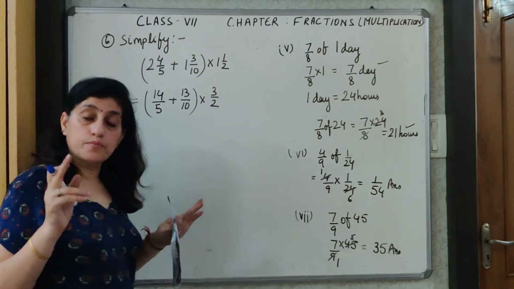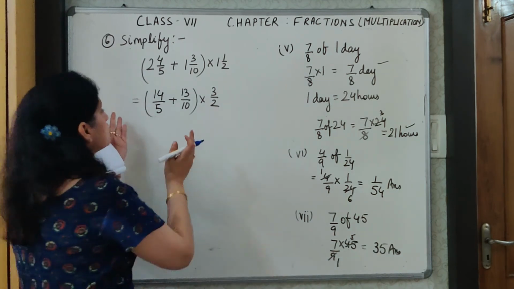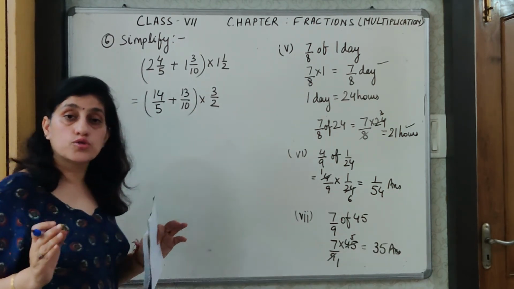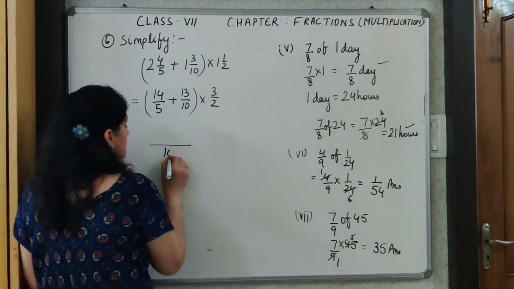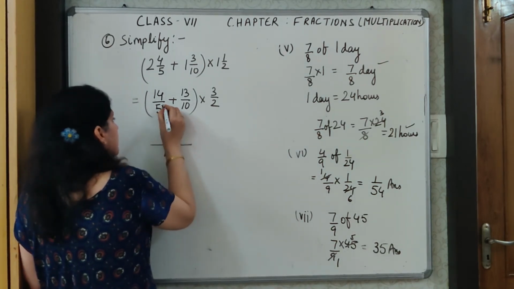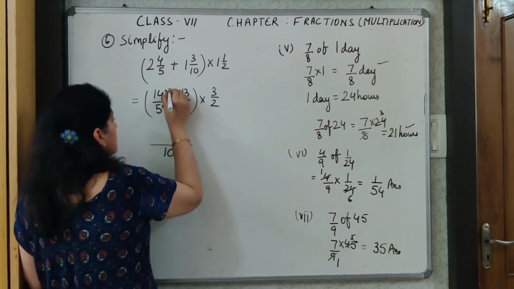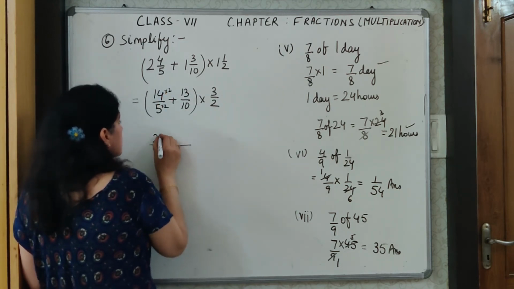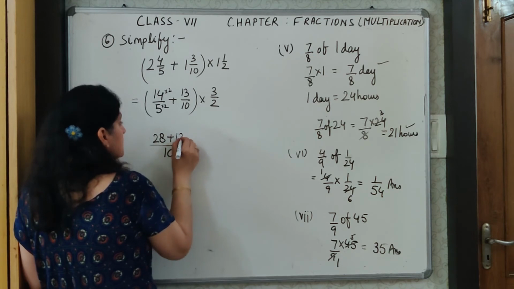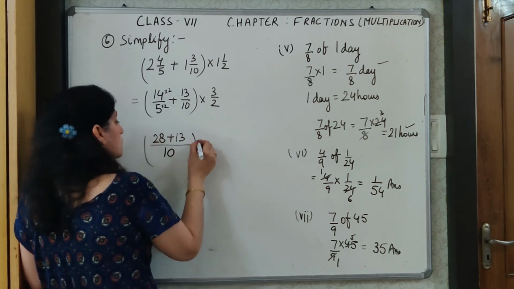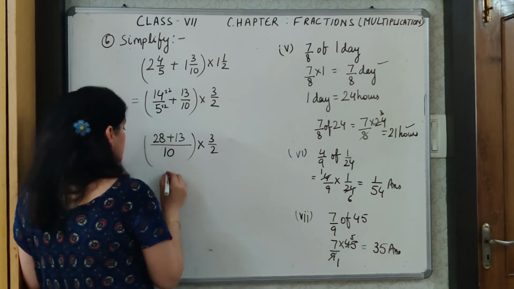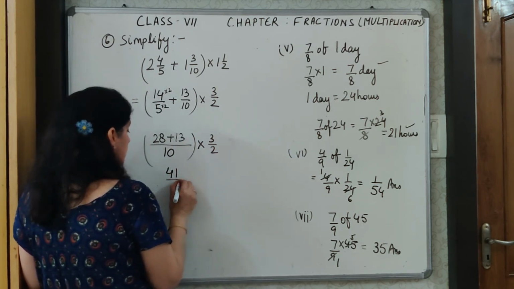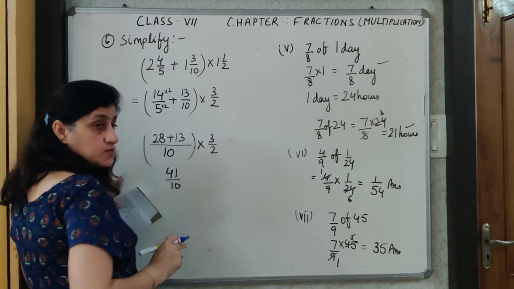Now first we will solve the bracket according to BODMAS. So I will solve this bracket, and to do that I need to find the LCM. Here the LCM is 10. 5 multiplied by 2 will make it 10, so I will multiply this also by 2. This gives me 28 plus 13, bracket closed, into 3 by 2. 28 plus 13 is 41 upon 10. The bracket has been simplified.